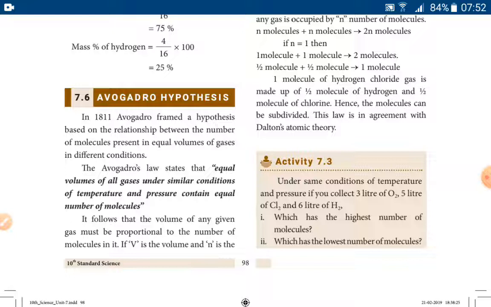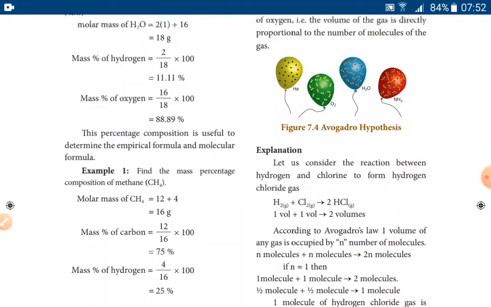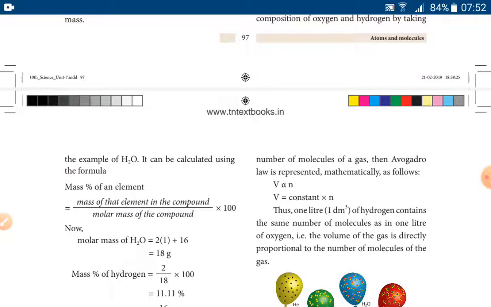So equal volume, suppose we take 1 liter of hydrogen, 1 liter of oxygen, 1 liter of ammonia, at STP, at the same temperature and pressure, all these different gases are going to have the same number of molecules. 1 liter of nitrogen is going to have the same number of molecules as 1 liter of oxygen at STP, and the value is nothing but the number of molecules of gas.